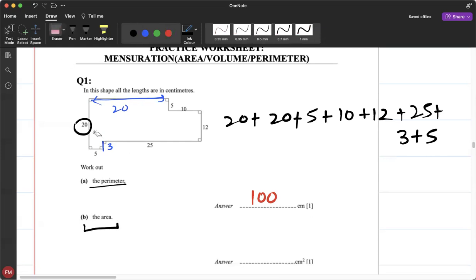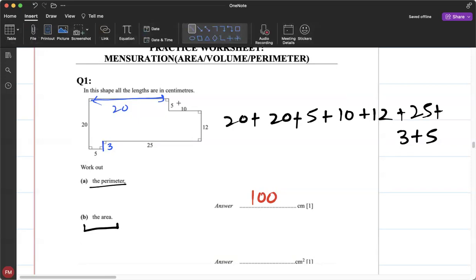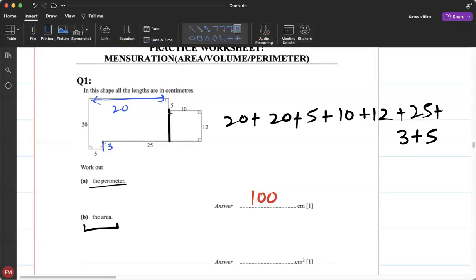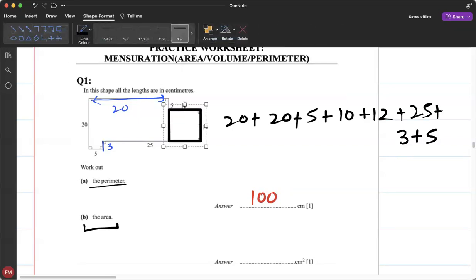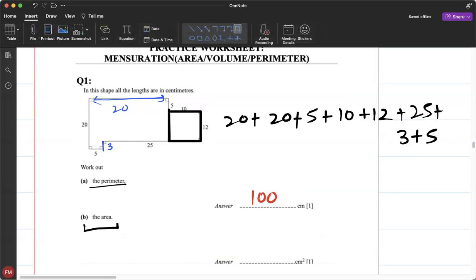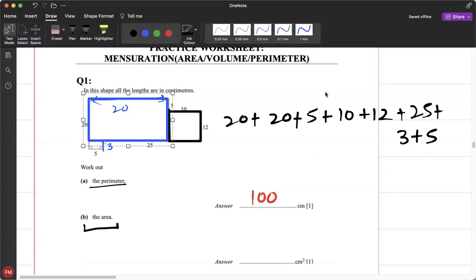The next part says to figure out the area. Now, when it comes to this kind of weird shape, I can't tell you the formula for area, and you can make this up on your own. It depends on how you want to break this down. I can divide this shape into pieces. Guess what? This is a rectangle. Similarly, this is also a rectangle. Let's give this a different color. And this tiny part is also a different rectangle.